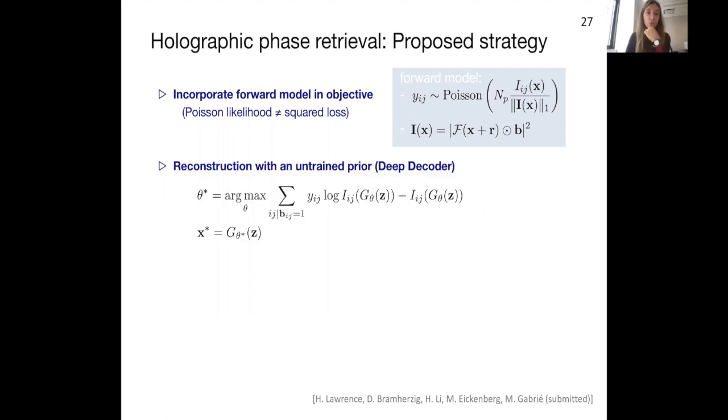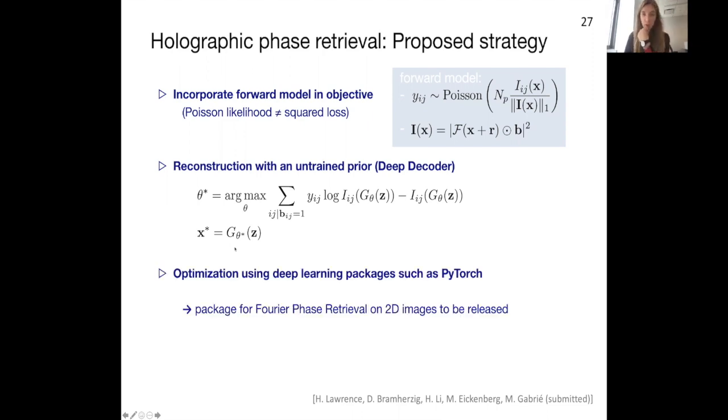And then, so do the reconstruction with the untrained prior, meaning that writing the math about how we are going to minimize the error with the forward model, we would get this outcome. But importantly, we have replaced the image by G theta of that, and we are going to optimize the parameters of the untrained prior. And then reconstruct the image by just projecting on the data by passing the latent distribution to the generator. And this optimization can be done using just PyTorch, so a deep learning package.